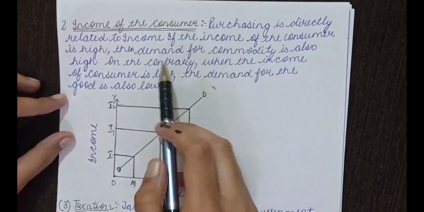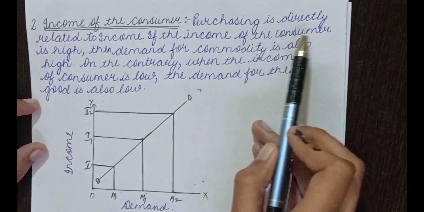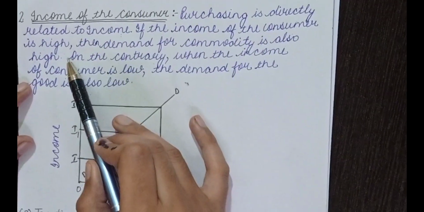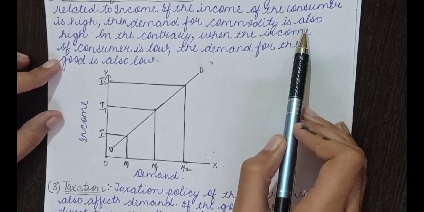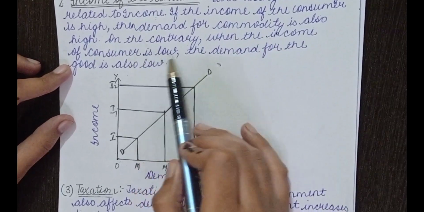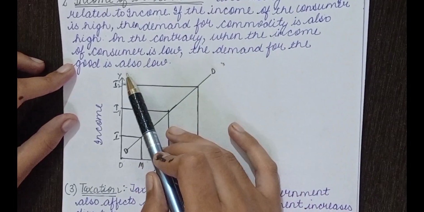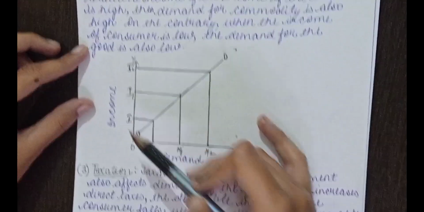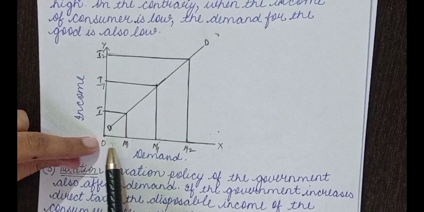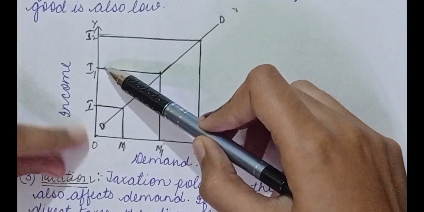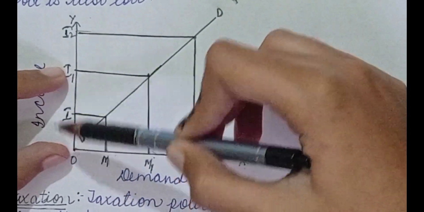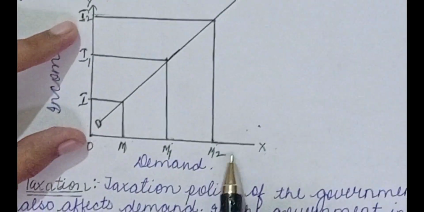Second, income of the consumer. Purchasing is directly related to income. If the income of the consumer is high, then demand for a commodity is also high. On the contrary, when the income of the consumer is low, demand for the goods is also low. In this figure, when income is OI, demand is OM. When income increases to OI1, demand also increases to OM1. Similarly, when income increases to OI2, demand increases to OM2.